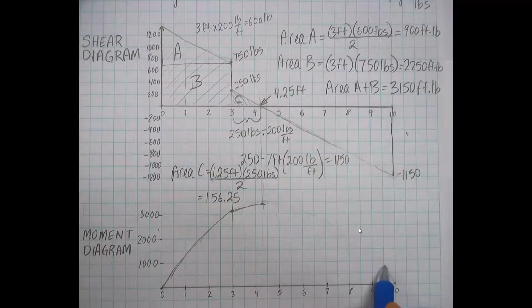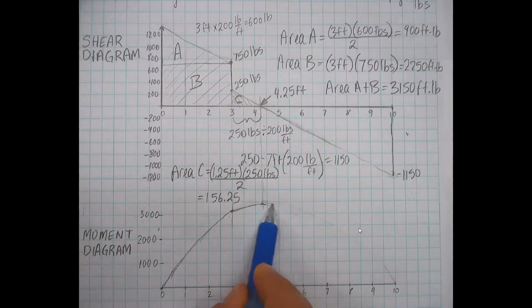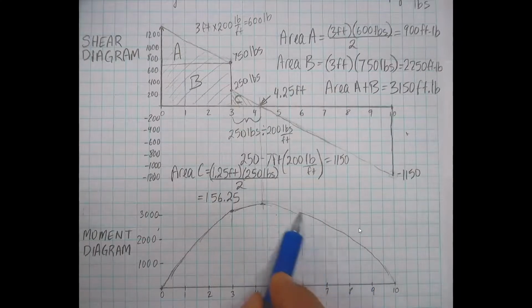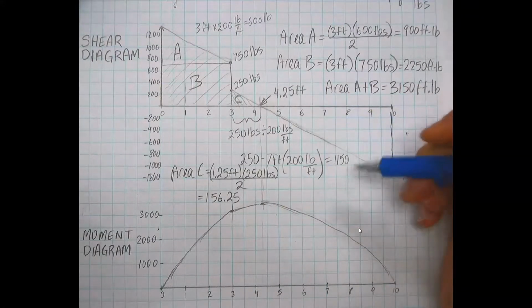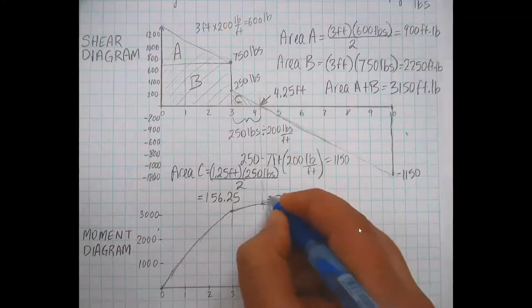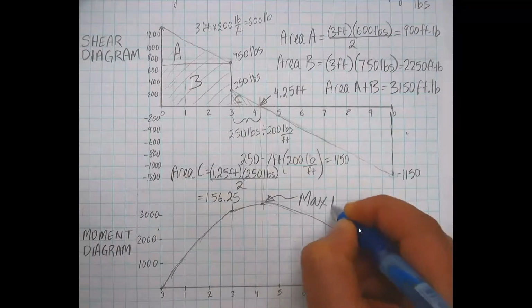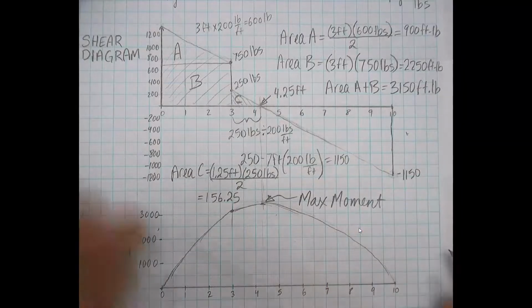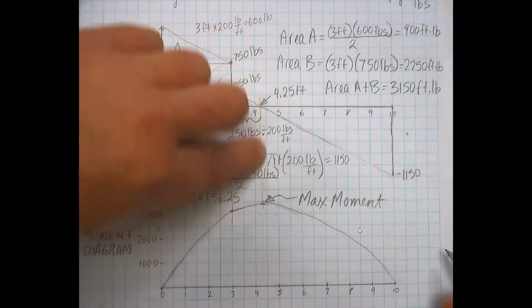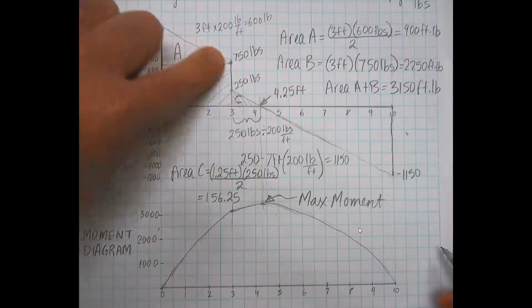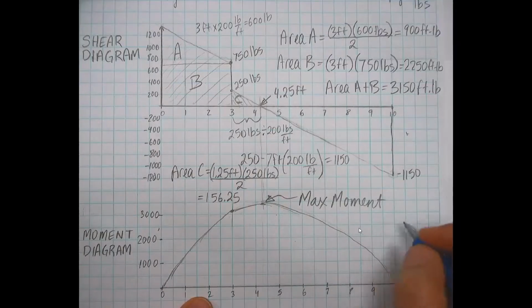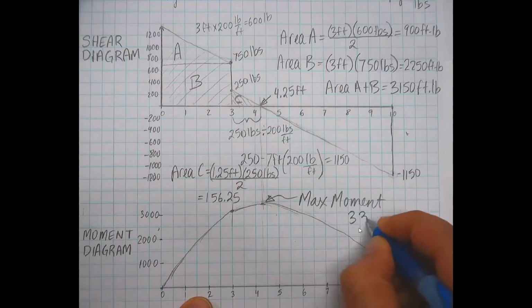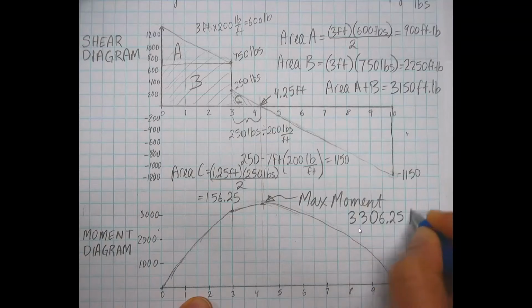And if you want to find any points along there, it's actually not too difficult to do. You'll just continue to solve for the cumulative area under the curve, but you'll be adding negative sections going forward. And so that is your moment diagram, and your maximum moment is identified as it corresponds with the 0 on the shear diagram, and it is the addition of all of the area prior to that 0. And so in this case, it is 3306.25 foot-pounds.